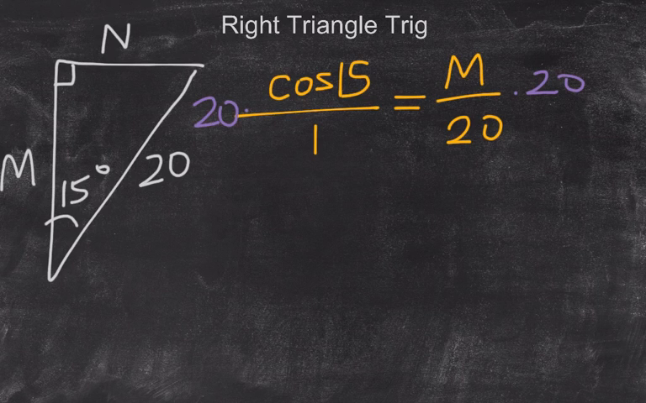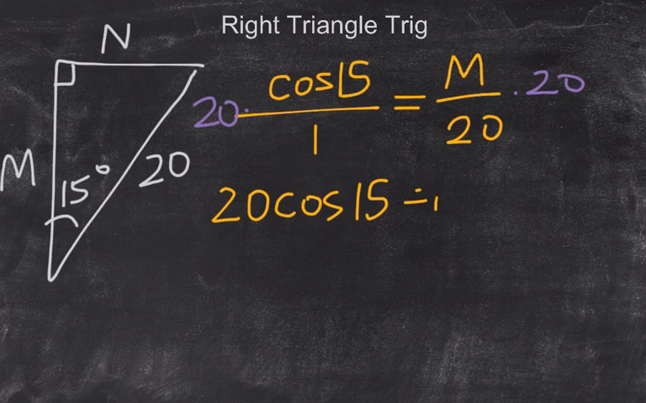Geometrically, this makes sense because the cosine of 15 is the length of the adjacent leg when the hypotenuse is a length of 1, and we need to multiply that length by 20 to dilate our triangle to be the same size as in our diagram. So now I've got 20 times the cosine of 15 equals M, and because I've written an equation that's solved for my variable, I can go ahead and plug that into a calculator. So 20 times the cosine of 15 equals 19.32. So M equals 19.32.